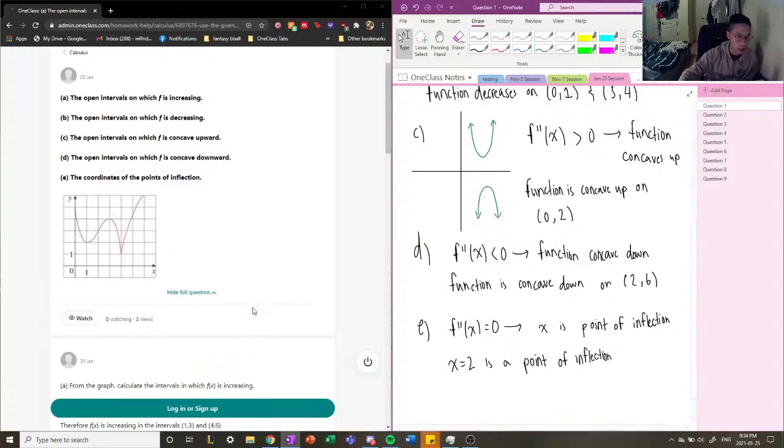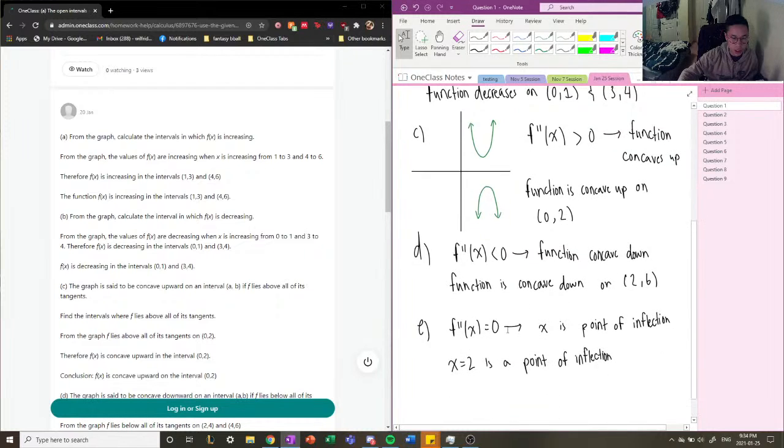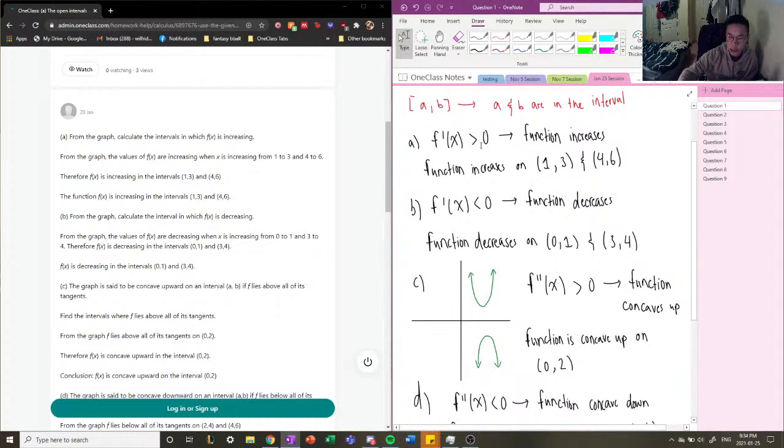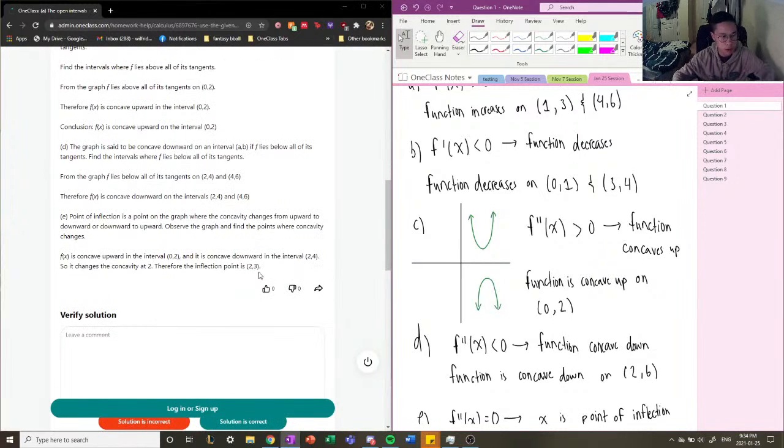So other than that, the solution is correct. And instead of looking at the graph and visually identifying it, you guys can just calculate the derivatives and try to understand the behavior of the derivatives in relation to the original function. Okay, but other than that, the solution is correct. Good work.